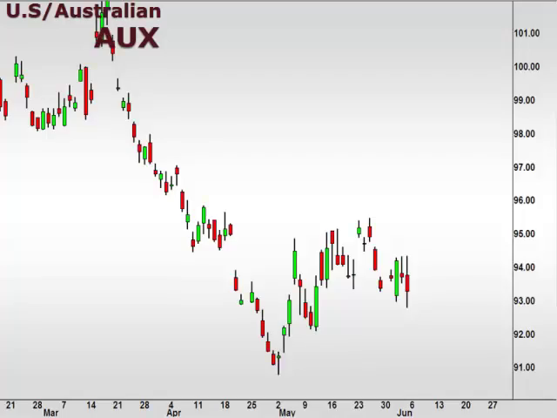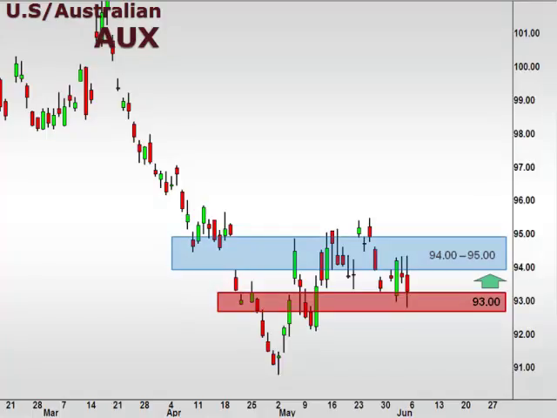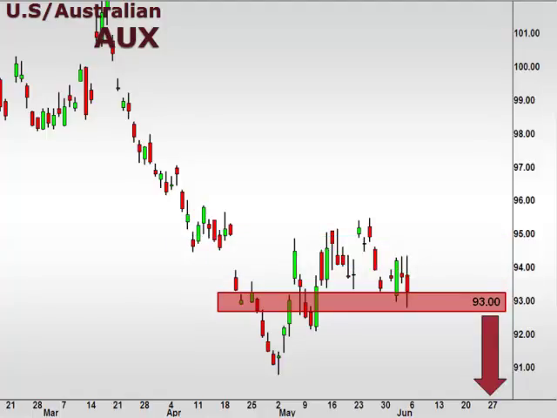Let's take a look at the U.S. dollar versus the Australian dollar as seen here in the AUX. The AUX found support at 93, but must overcome significant resistance at this 94-95 focal zone to lend credibility to a bigger picture continuation to the upside. A break below 93 opens the window for continued weakness for the AUX.